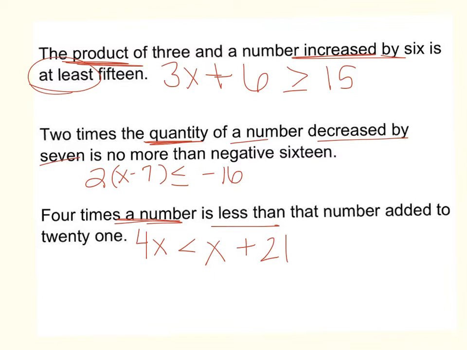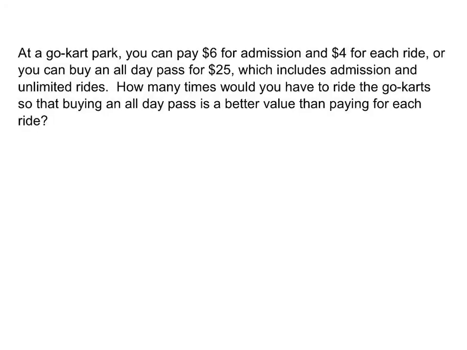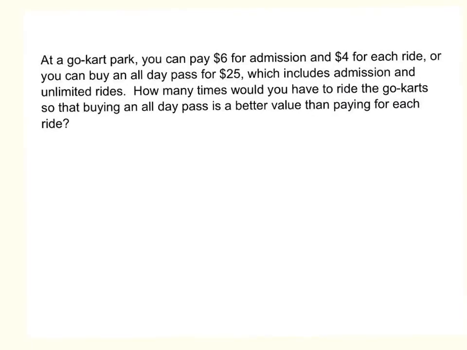Now, let's consider how to write inequalities from a word problem. At a go-kart park, you can pay $6 for admission and $4 for each ride. Or I can buy an all-day pass for $25, which includes admission and unlimited rides. How many times would you have to ride the go-karts so that buying an all-day pass is a better value than paying for each ride?